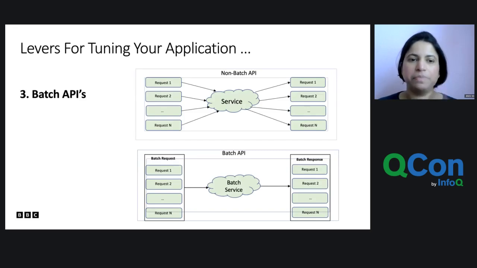Batch APIs. This is a nice figure to explain the concept of batch APIs. Rather than sending single and separate requests to the service, and the service then processing them separately and sending you separate responses, we found that it is much more performant if we batch those requests together and send them to the service, which will then process them as a batch and provide you a batch response. Again, it depends upon your use case and whether it makes sense to have batch APIs for that particular use case.